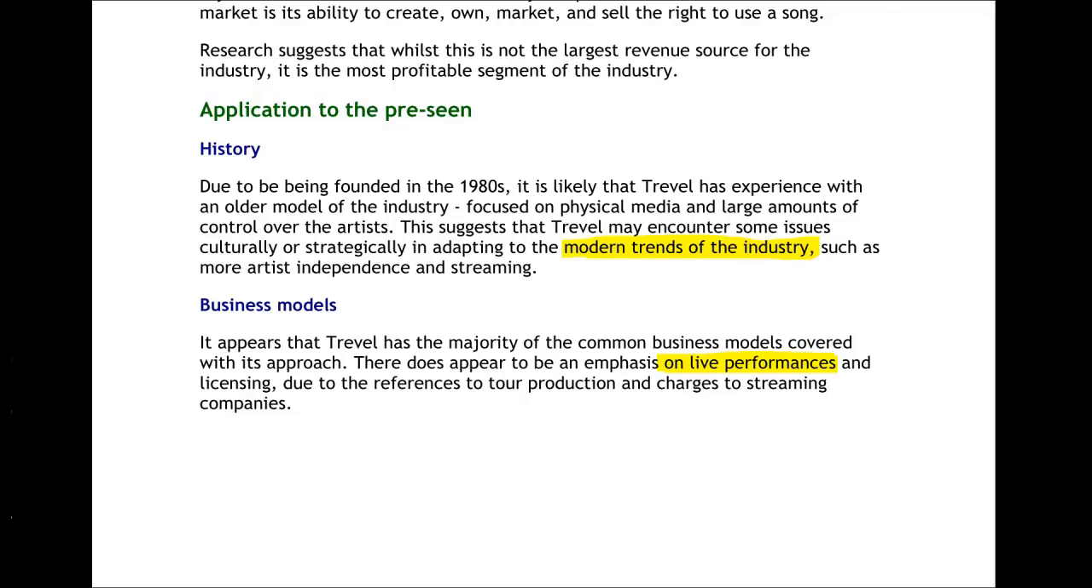And in the news report section, we did get a very clear hint that live performances are on the up, recorded music's on the down, and it may be a good idea to cover the seasonal variants with some summer festivals organised and run by Trevel. So that could be an area of expansion in terms of business models.